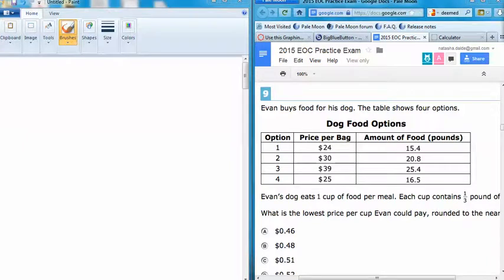Let's read this one, all right? Ready? Evan buys food for his dog. The table shows the four options. There's $24 for this much.